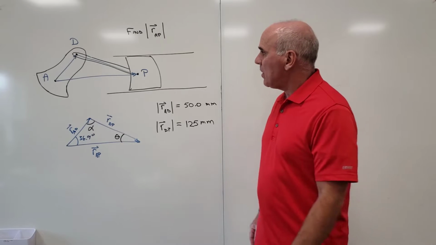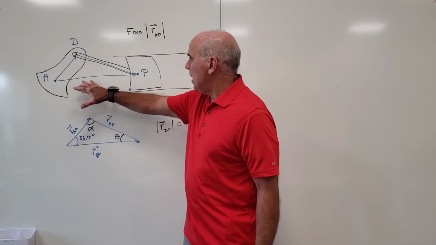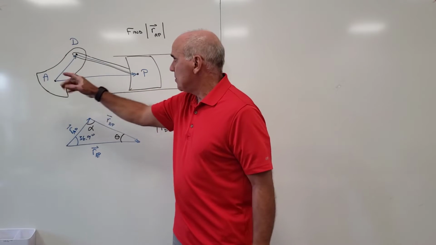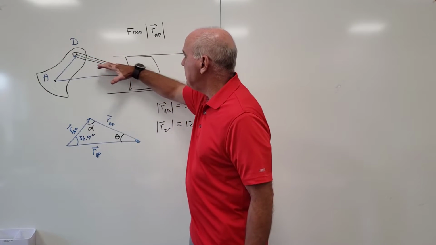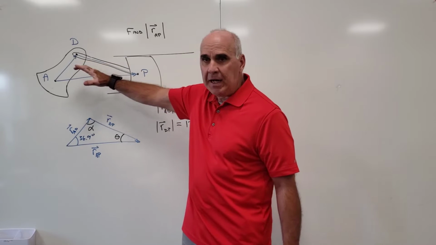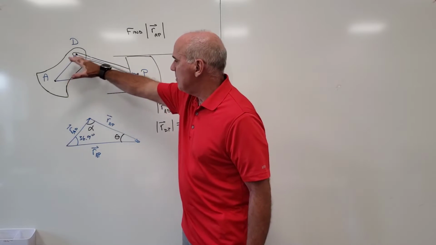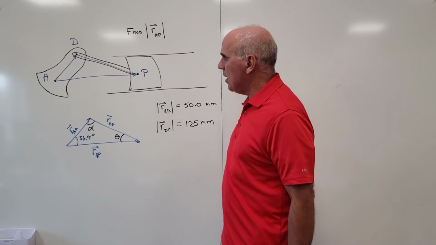All right, so here's a piston that's going back and forth as AD rotates around in a circle, and then the bar DP is going to push the piston and pull it back out. So this is going to go back and forth. But we're going to look at this simple configuration as we've got it set up.